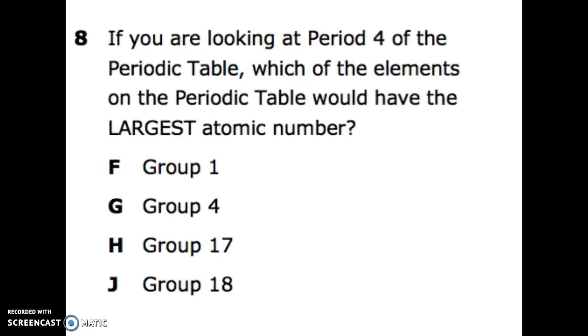Number 8. If you are looking at period 4 of the periodic table, which of the elements on the periodic table would have the largest atomic number? F. Group 1, G. Group 4, H. Group 17, J. Group 18.